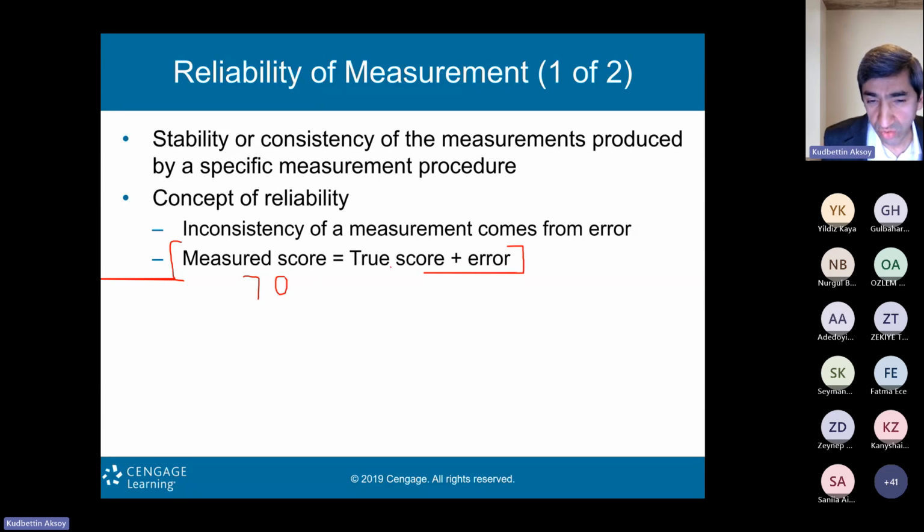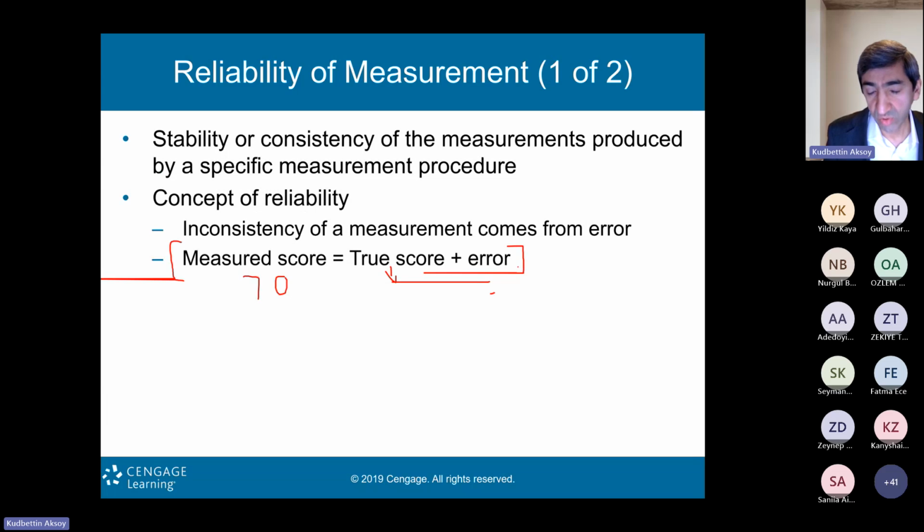And we will never know the truth. What we will know is the sum of the true score and the error score. This error score can be positive or negative. So overall, your true score can be less than 70, or higher than 70. This is a basic formula that we start with, and then the classical measurement theory is built on this.